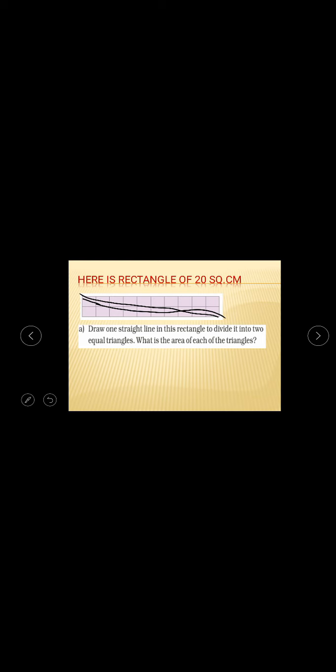So what will be the area of each of the triangle? So same way we have to follow the method. Area of the rectangle is 20 square centimeter and these 2 triangles are equal. So their area will be 10 square centimeter. One is of 10 square centimeter and another also will be 10 square centimeter.